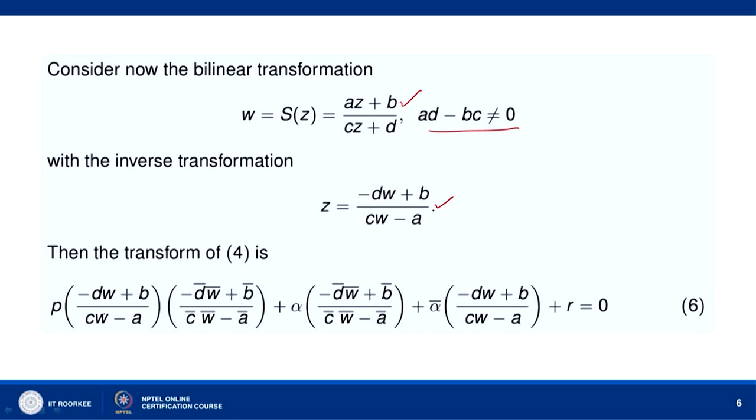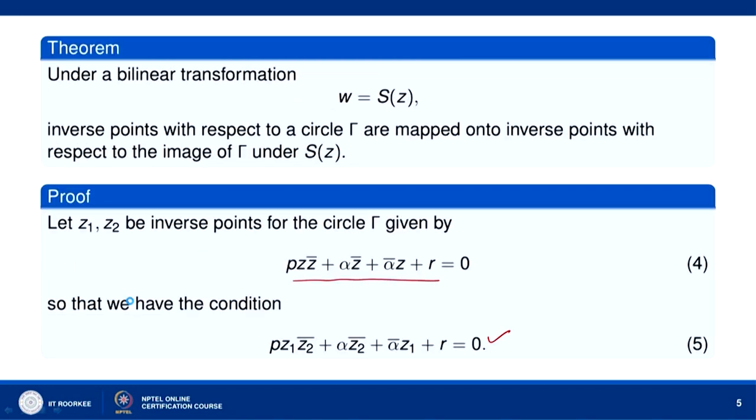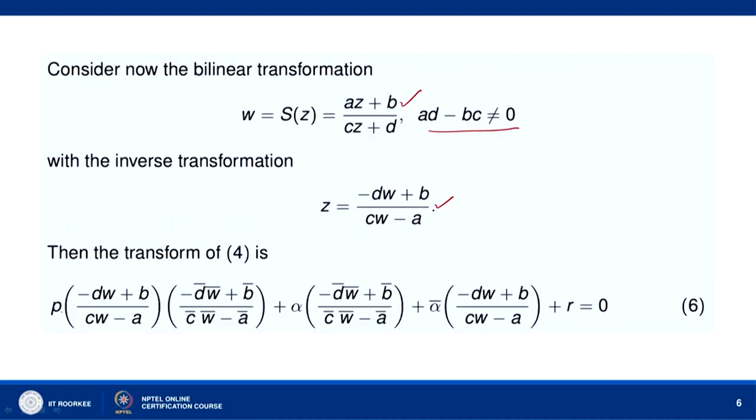So, then we get P times the transform of Z. First we are transforming the circle under the bilinear transformation by putting the value of Z. So, when you put the value of Z, we get P times minus D W plus B over C W minus A, this is the value of Z, then Z conjugate, so minus D conjugate W conjugate plus B conjugate over C conjugate W conjugate minus A conjugate, because A, B, C, D are complex constants. So, we have to take their conjugates here. So, alpha times Z conjugate, then alpha conjugate Z plus R equal to 0. So, this is the equation that we get under the bilinear transformation W equal to S z for the given circle in the W plane.